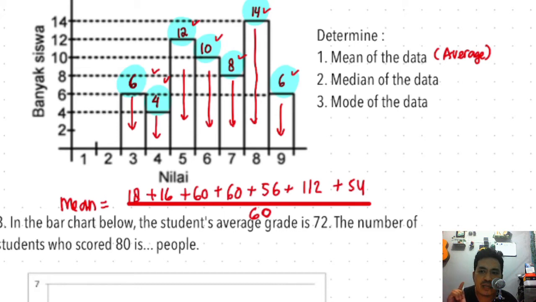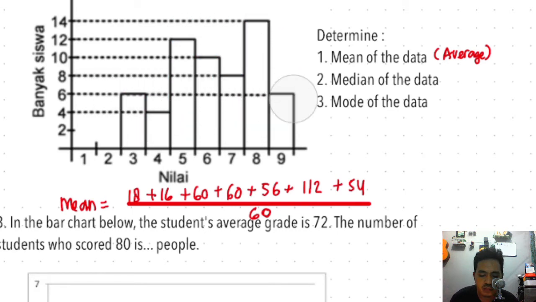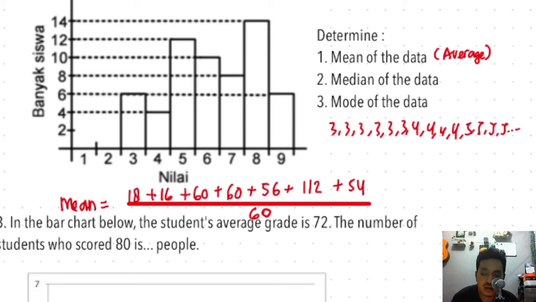Next one is the median of the data. It's a little bit confusing and takes time if we have to write from the smallest until the highest number. If you prepare to list all of the scores, it will become 3, 3, 3, 3, 3, 3, and then 4, 4, 4, 4, 5, 5, 5, 5, 5 until 9. It really takes time to find the median. This is the other way to find the median.